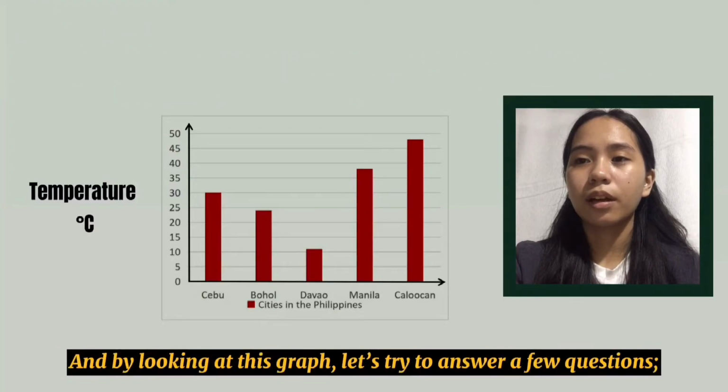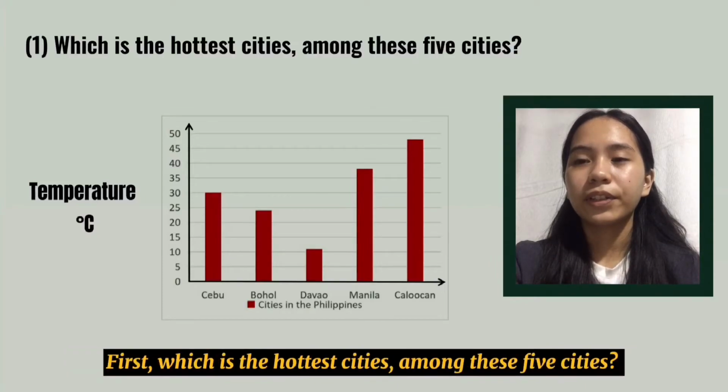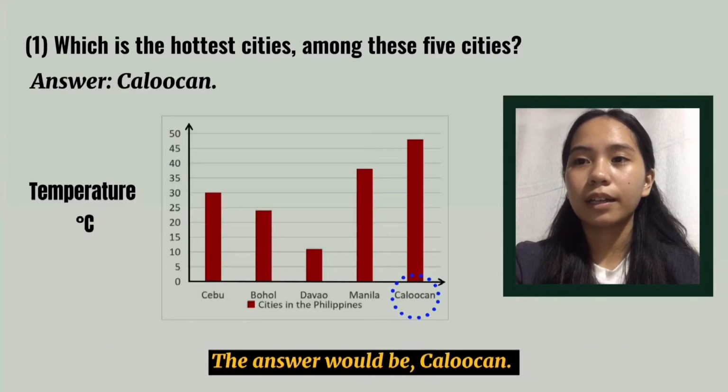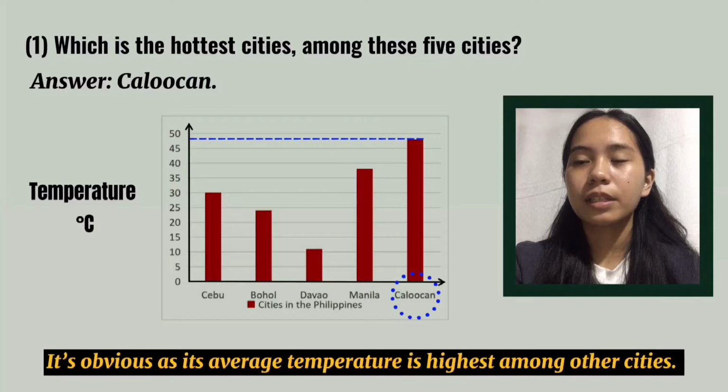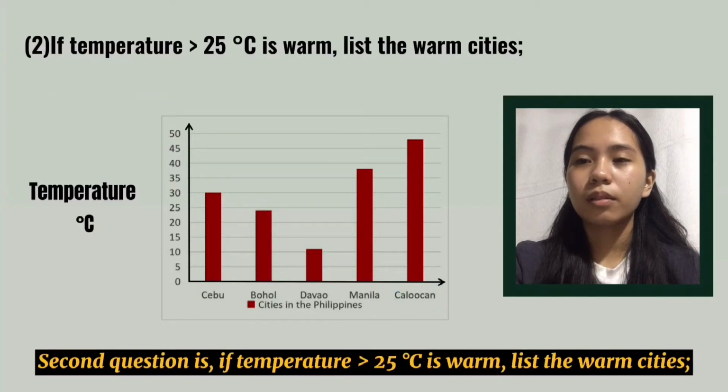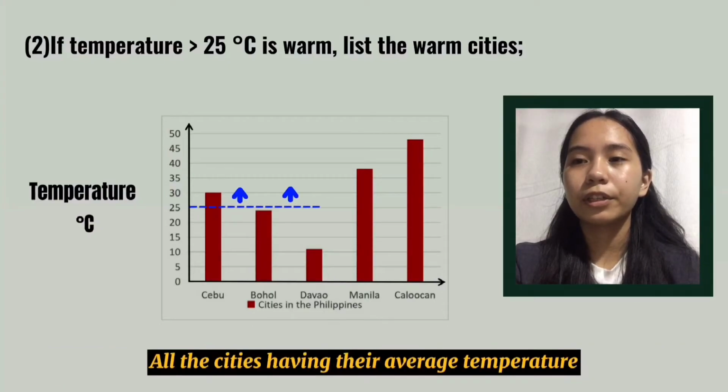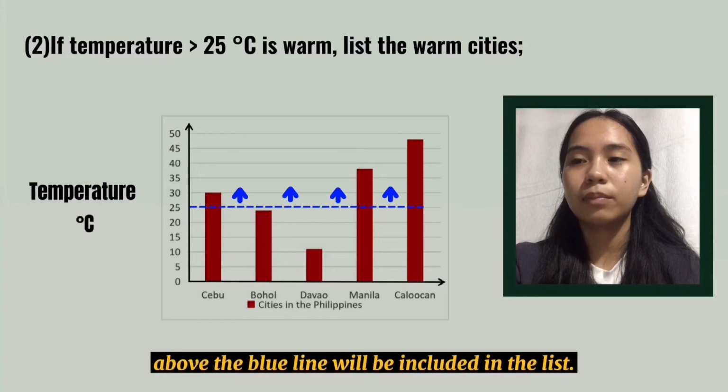By looking at this graph, let's try to answer a few questions. First, which is the hottest city among these 5 cities? The answer would be Caloocan. It's obvious as its average temperature is highest among the other cities. Second question is, if a temperature greater than 25 degrees Celsius is warm, list the warm cities. All the cities having their average temperature above the blue line will be included in the list.